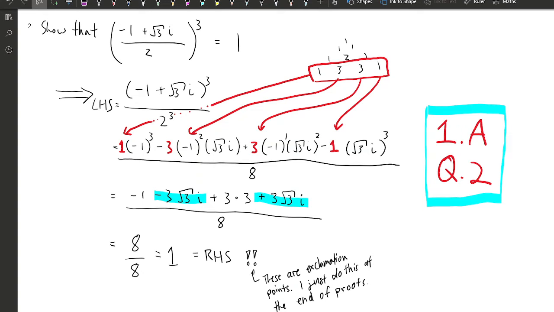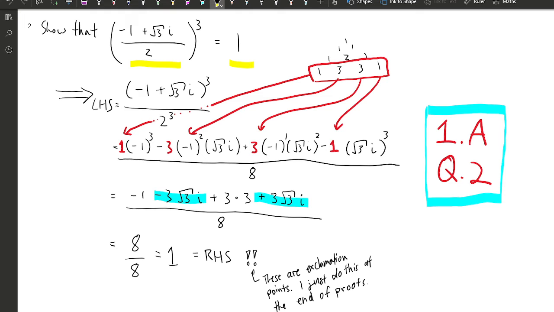Okay, and we're back with question 2 of section 1A for linear algebra. So what we have here is extremely simple. We need to show that something cubed equals 1. How do we do that? Well, we expand the cube and see if it equals 1.